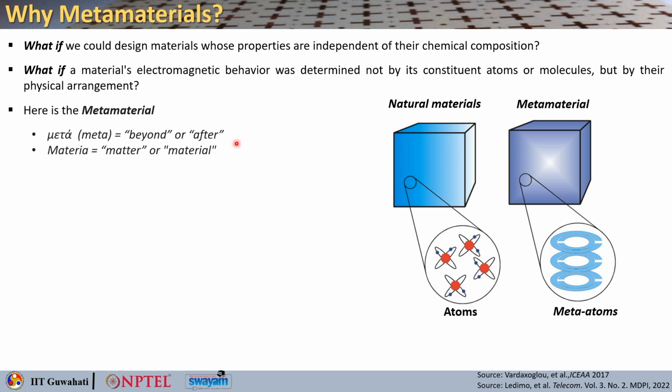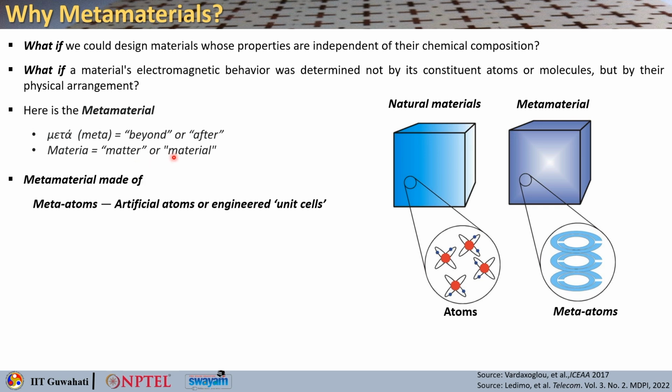So, what is meta? Meta means beyond, it is a Greek word, beyond or after. Materia means material, right. So, you are basically saying that where the natural materials stop, you can start using metamaterials to obtain those exotic or extraordinary electromagnetic properties. What we learned from here is that metamaterials are composed of meta atoms. They are artificial atoms or engineered unit cells. And this particular term metamaterial was introduced by Walser in 1999.